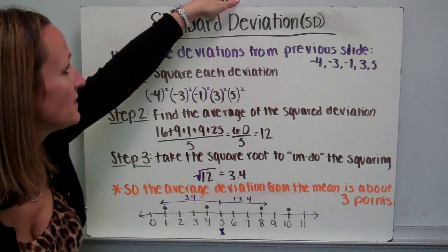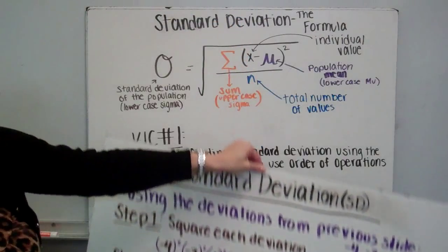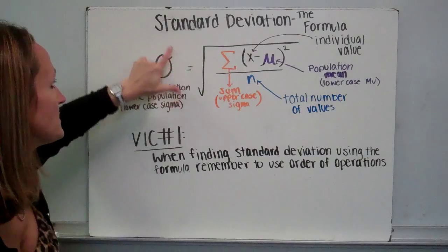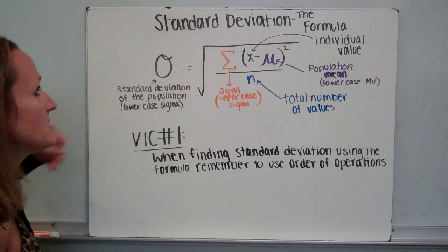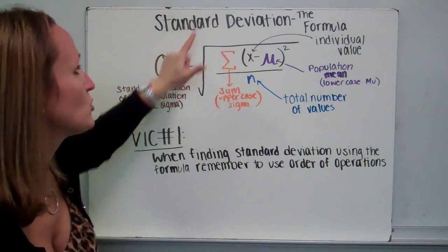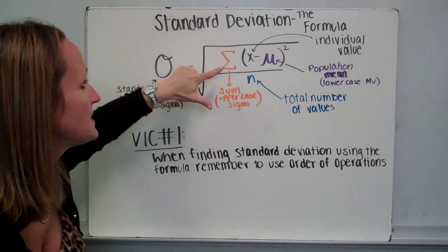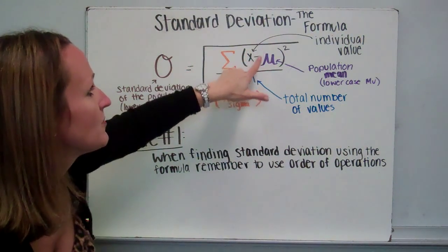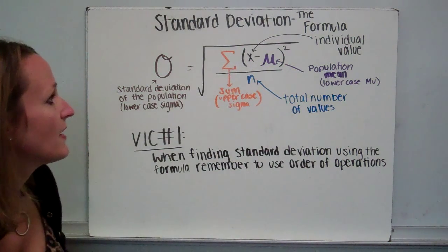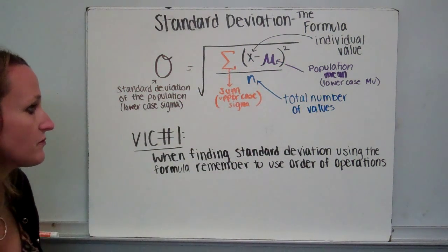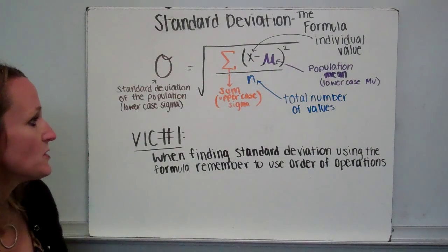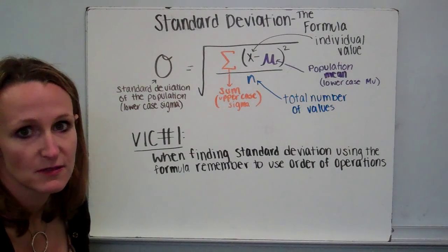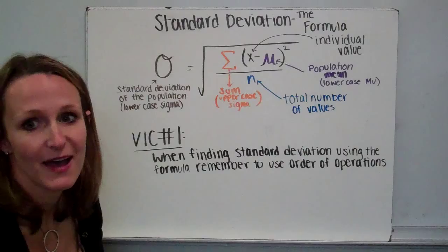So what is this formula for standard deviation? Well, it's got some letters you've never seen before. So for standard deviation, we use what looks like an O with a curly Q. It's called a lowercase sigma. To find it, our formula is the square root of, we use an uppercase sigma to say sum, and then we're going to do the individual value minus the population mean squared, divided by the total number of values. Okay, something you need to remember is when you're finding the standard deviation using the formula, remember to use order of operations. So square it before you add it and divide.